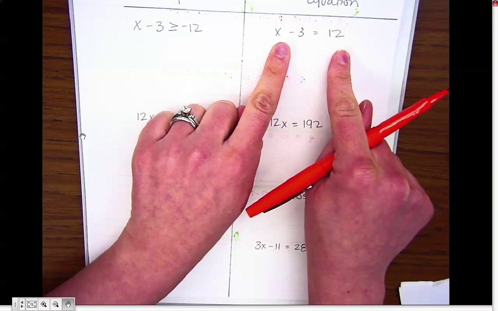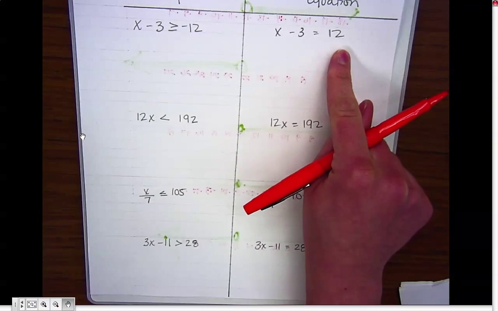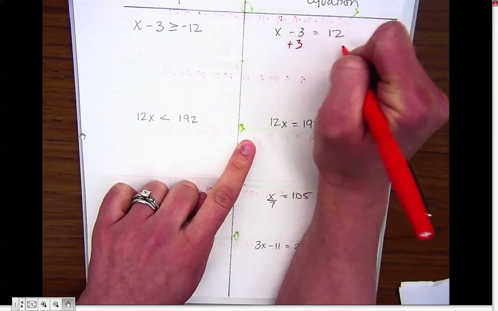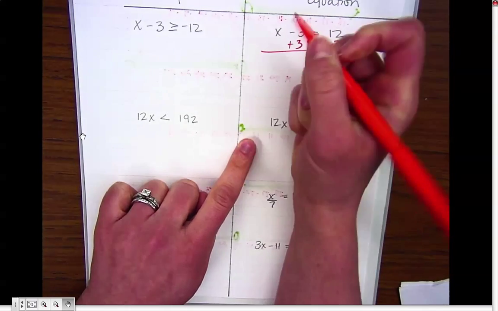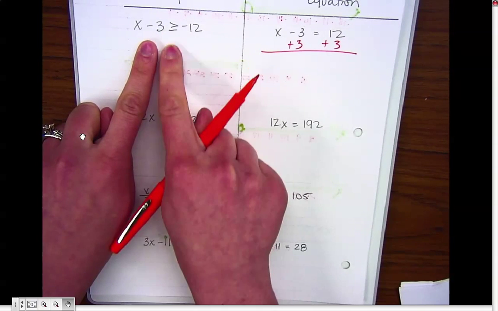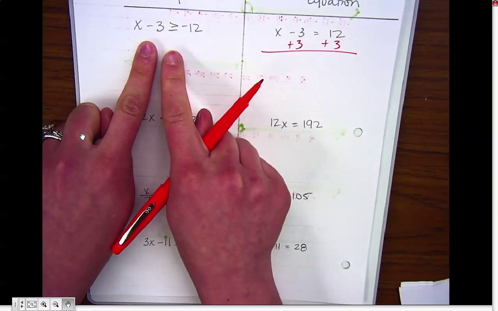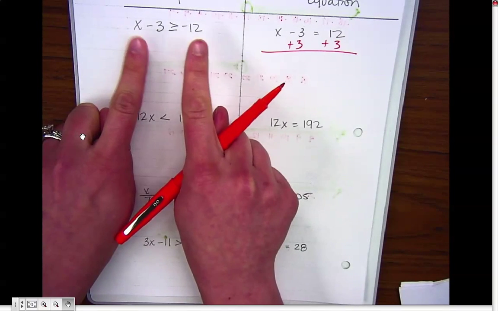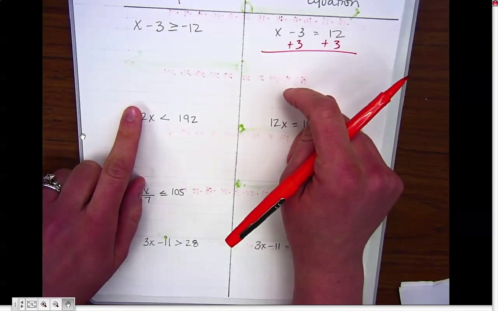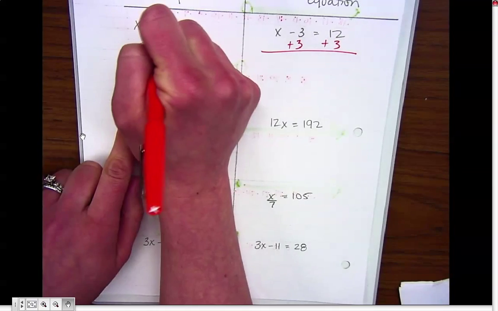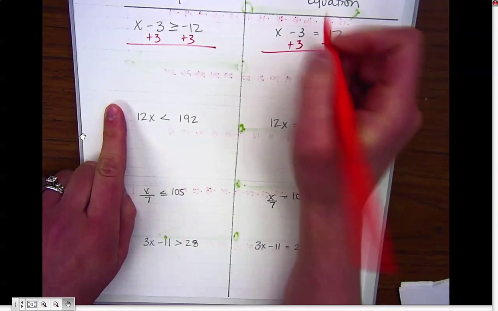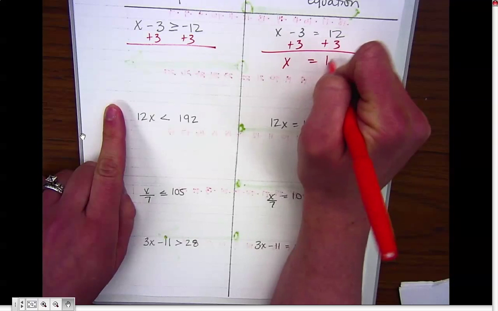What would I do? Well, I would add 3 to both sides. So I'm going to say plus 3 plus 3. I'm going to do the exact same thing over here. It doesn't matter what the symbol is. This is still a balancing point, all right? It keeps the two sides of my inequality or the two sides of my equation separate. What I do to one side, I have to do to the other. Add 3, add 3. Over here, I'm going to get x equals 15.